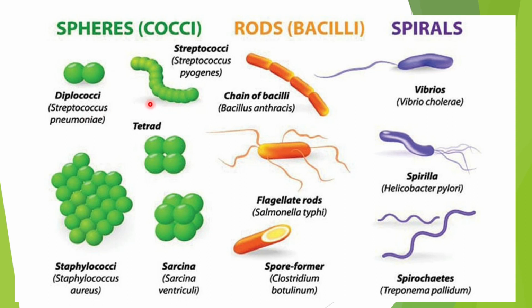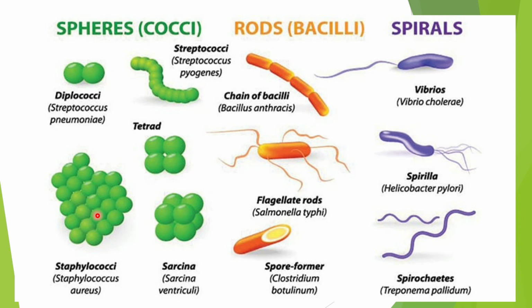If the cocci are joined in a plane and arranged in a chain pattern, then it is called streptococci. Example is Streptococcus pyogenes. Coming to tetrad, here the cells are arranged in a group of 4 cells. An example for tetrads is Micrococcus species and Pediococcus.